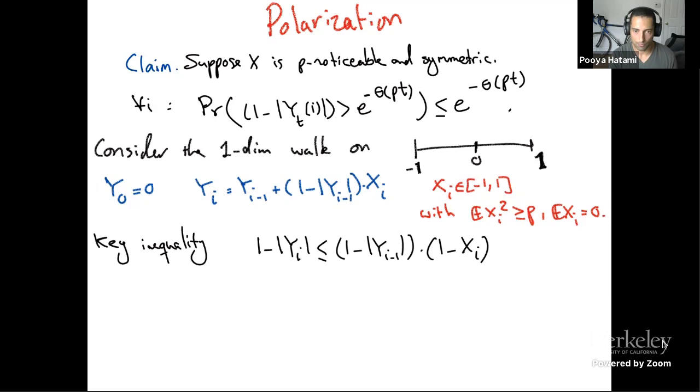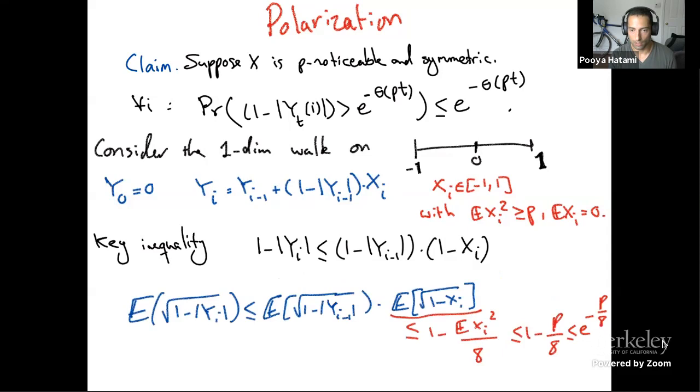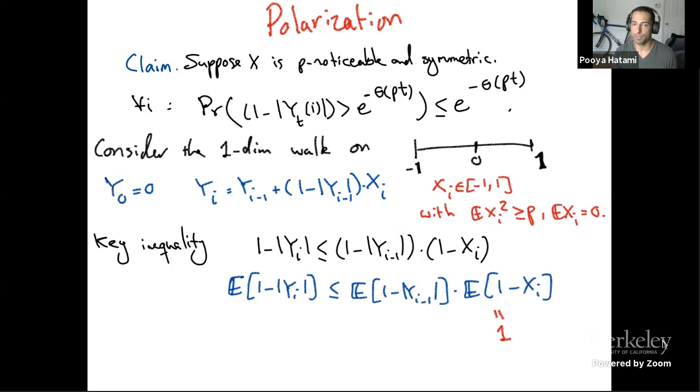So for example, this shows that in expectation we don't lose much. Because xi is independent of y i minus 1, the expectation of 1 minus xi is just 1, right? So it doesn't increase. But this is not good enough for showing that we get very close to 0 very fast.